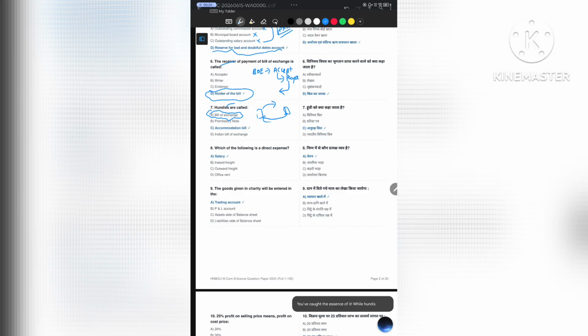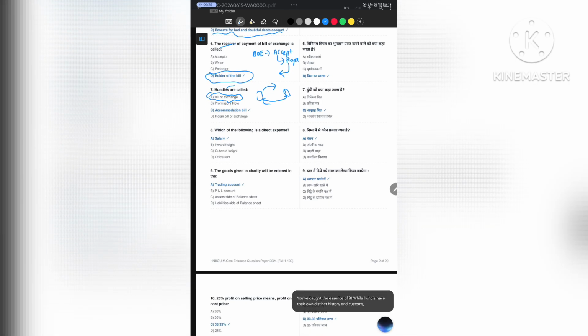You've got the essence of it. While hundis have their own distinct history and customs, they function very similarly to modern bills of exchange. Next, ledger: which of the following is a direct expense? Salary, inward freight, outward freight, and office rent. So, office rent, I guess, direct expense or salary.